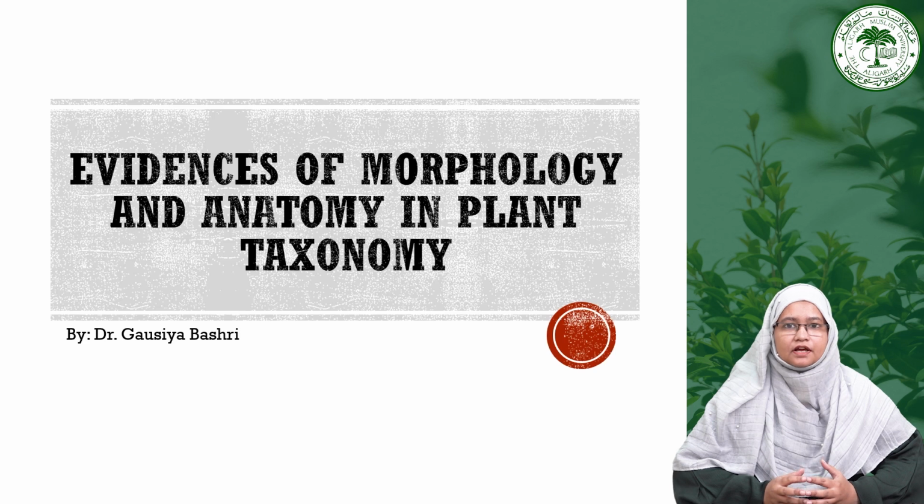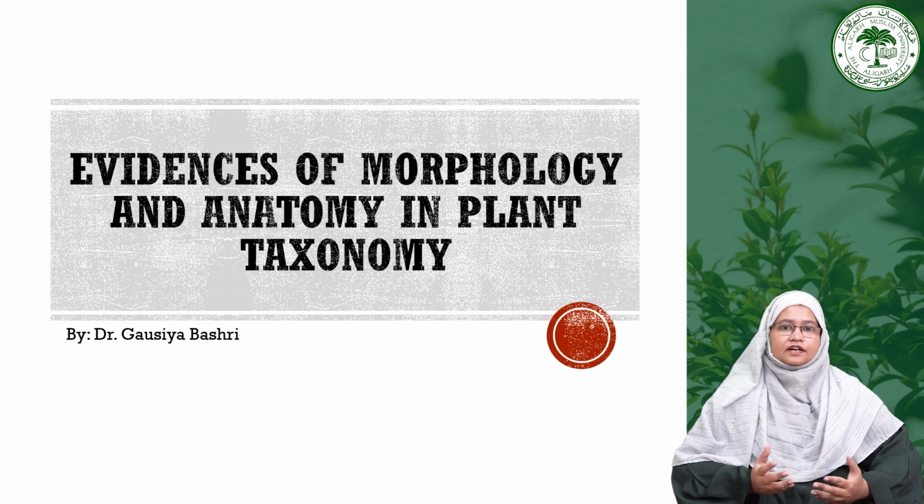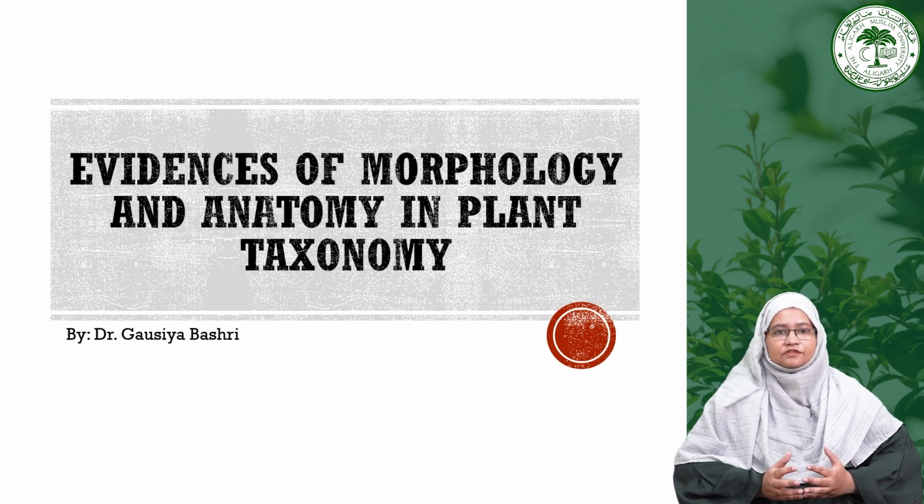Today we will learn about the evidences in plant taxonomy, because, as previously sir has discussed what taxonomy is, he has explained the basic objectives of taxonomy. So it is very important to distinguish different families from each other, and for this there are several evidences which support the taxonomic relationships of plants. So today we will discuss two evidences, that is morphology and anatomy. So let's start our talk.